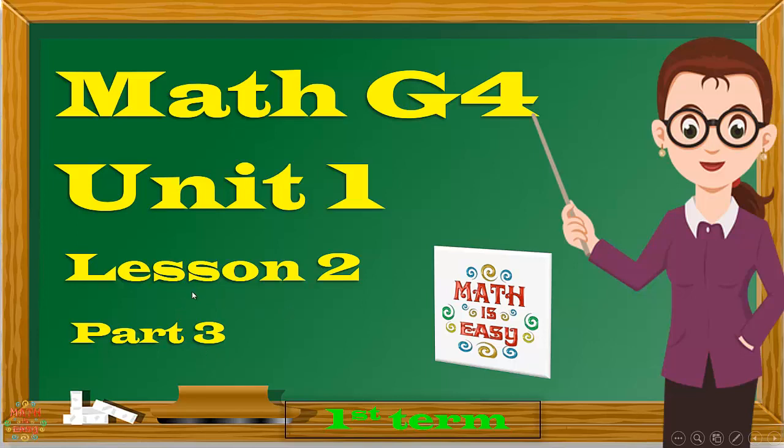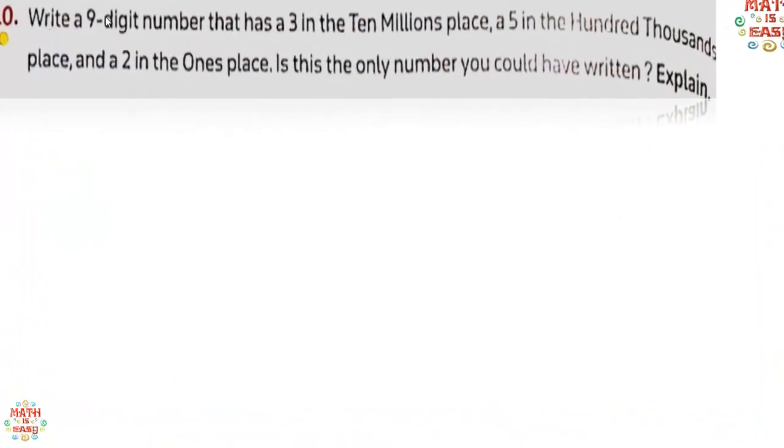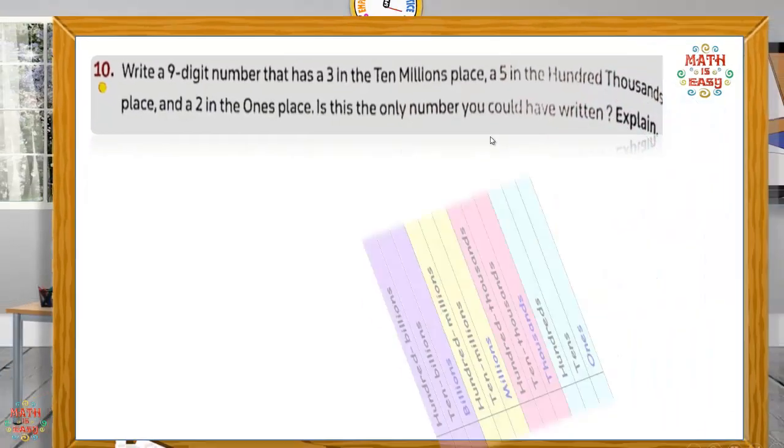In this video we will explain exercise 2. Number 10. Write a 9-digit number that has a 3 in the 10 millions place, a 5 in the 100,000 place, and a 2 in the ones place. Is this the only number you could have written? Explain your answer.